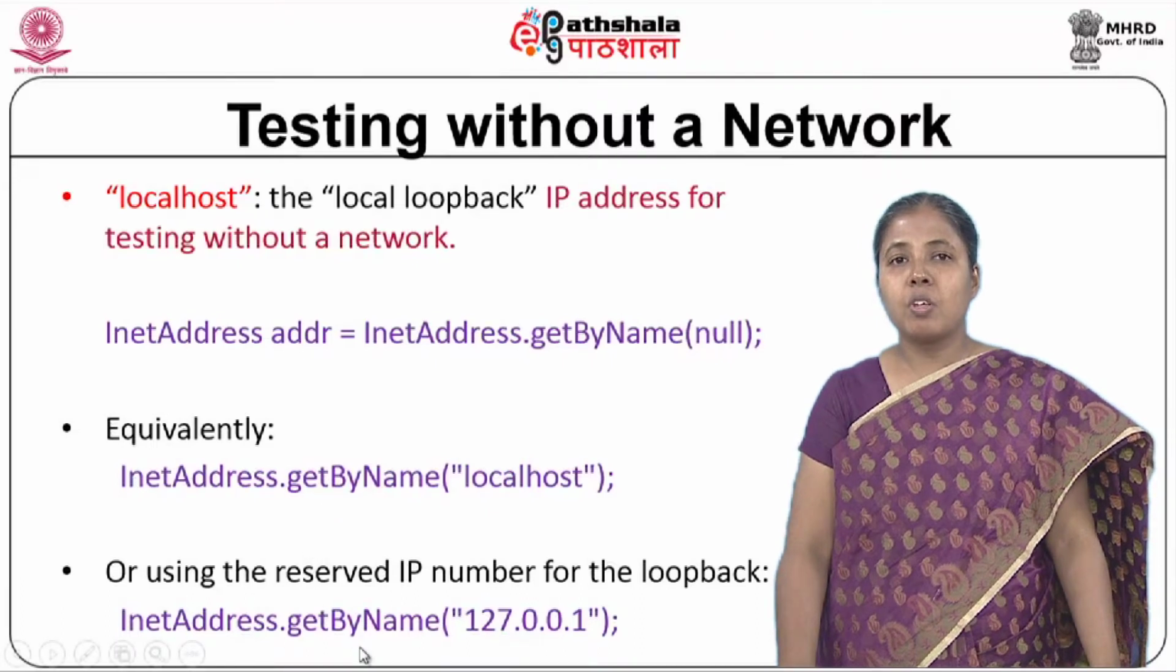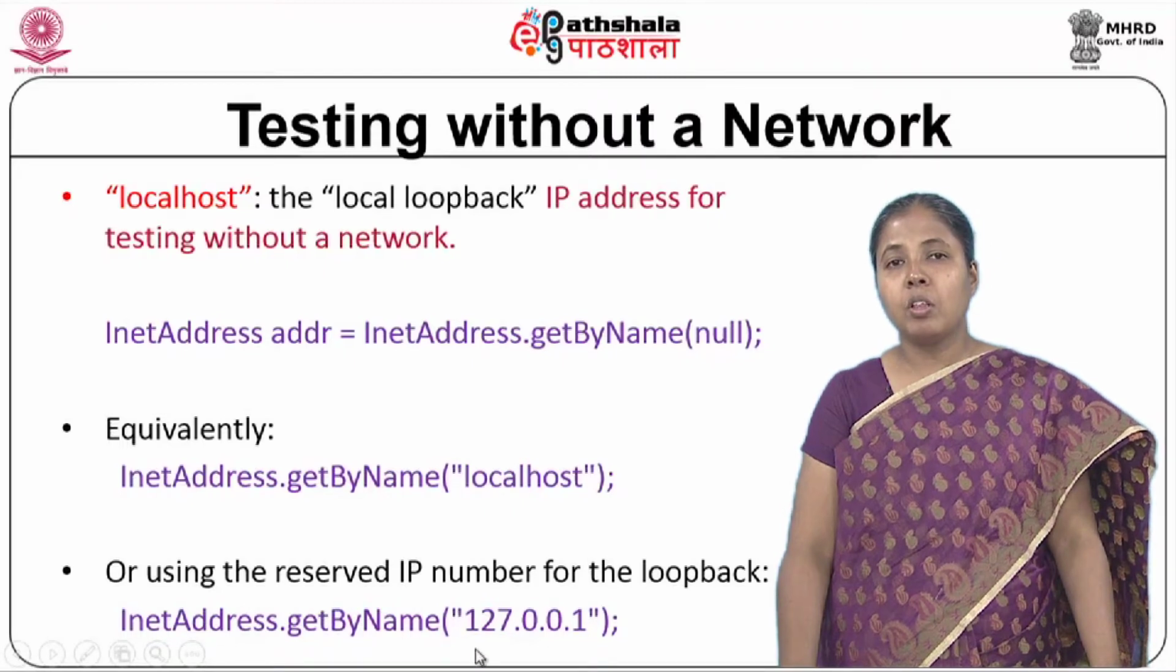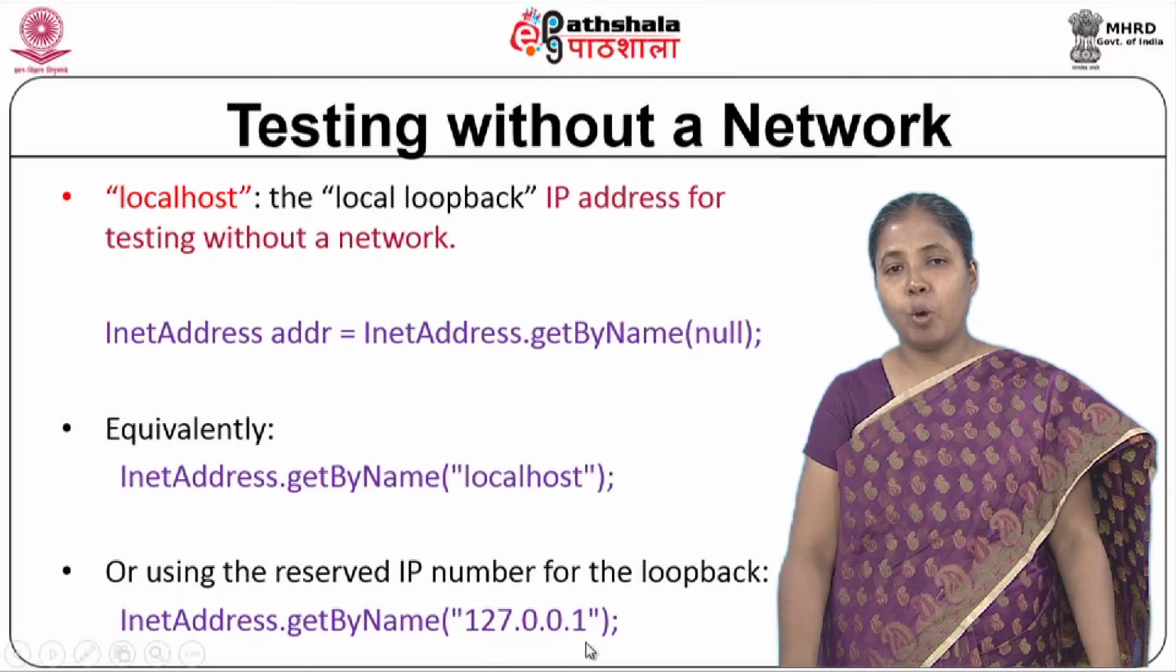Or we can use the reserved IP number for the local loopback address. The reserved IP number for the local host is 127.0.0.1. So, you can use the same method getByName and give this reserved IP number. It is a string which would be received by this method, and it returns the InetAddress of the local machine.